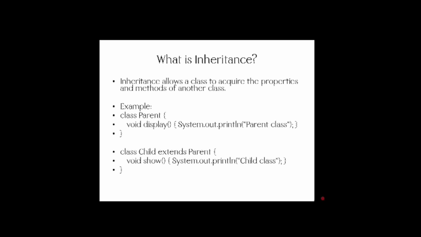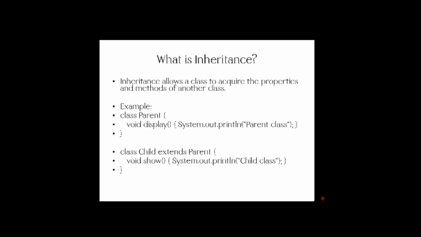Here we can see an example. First we gave class and then the class name, and as you know we gave the method display, and then we told it to print parent class. Then we gave class child extends parent. That means here child is the subclass whereas parent is the superclass, and we use the keyword extends to acquire the features of the parent class into the child class. We gave another function show, and then in the child class we told it to print child class. So the output will be parent class and child class.